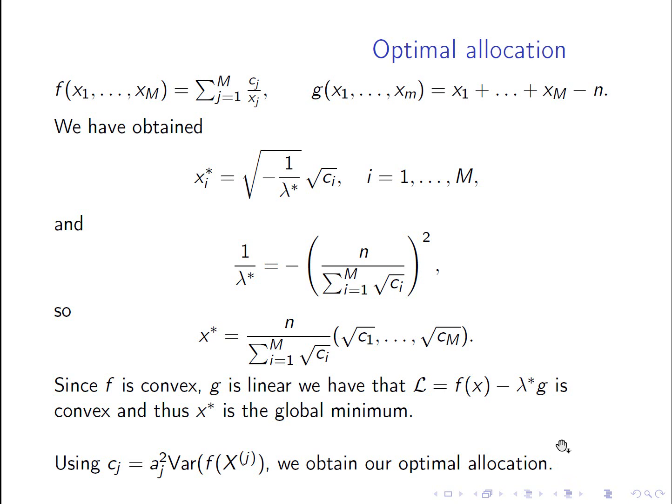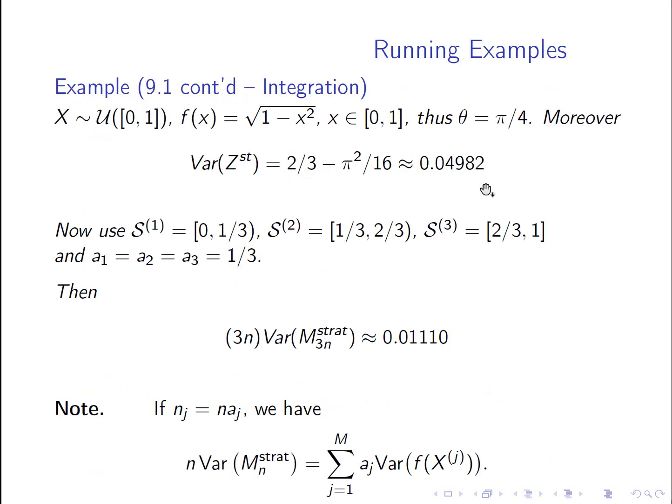Okay, so a lot of theoretical properties of stratification. So let's now do two examples, our two standard running examples. The first is our integration problem. x is uniformly distributed on 0, 1. f of x is given by the square root of 1 minus x squared. The target quantity, which is known here, but it's a toy problem, is pi over 4. And we have seen already that the variance of the standard estimator is around 0.05.